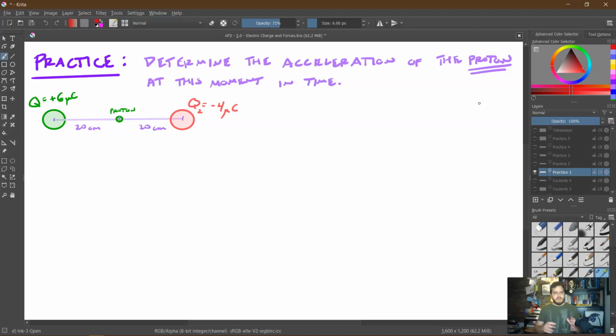So we have here a system of 3 charges. We have a big charge on the left, which is positive 6 microcoulombs. That should be annotated as Q1. There we go. We have a charge on the right, which is negative 4 microcoulombs. And then we have a proton located exactly between the two, and it's separated from both of them by a distance of 20 centimeters. So we want to determine the acceleration of the proton at this moment in time. So in other words, imagine Q1 and Q2 are stuck there, you put the proton right there and you release it. What would its initial acceleration be?